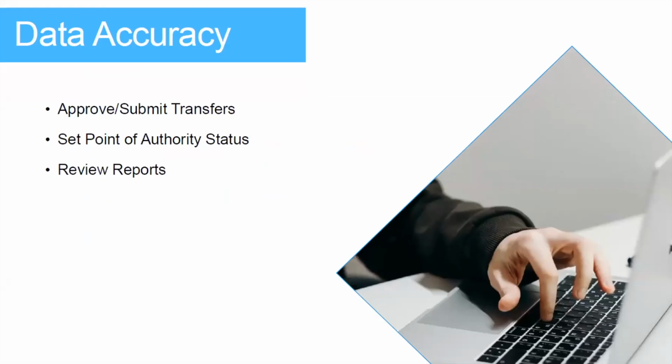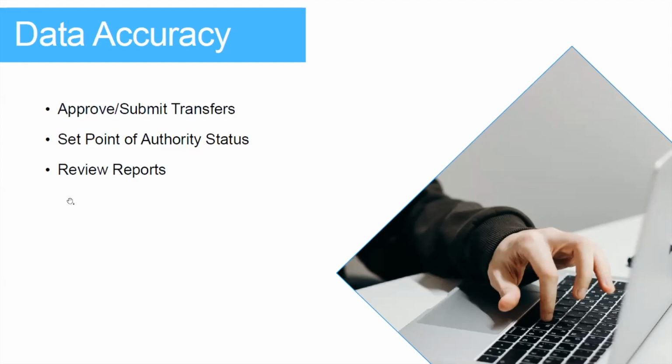Data accuracy. Approve and submit transfers. A reminder, if you are doing any internal transfers from building to building within your organization, they are not going to show up in your transfer history. So at that point, you just keep an eye on these transfers and make sure that by the end of the window you approve or decline, and make sure that they all go through, whether yours or anybody who has requested the transfer.